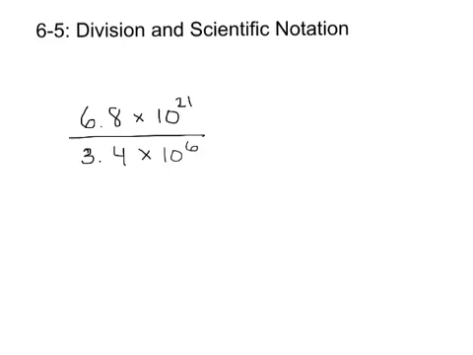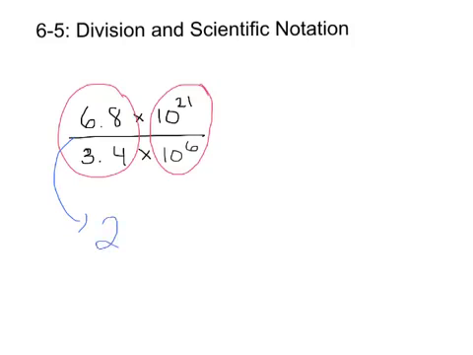What we're going to do with this problem is separate it, much like what we did with multiplication, and look at the 6.8 divided by 3.4, and the 10 to the 21st over 10 to the 6th power. I'm going to treat the 6.8 divided by 3.4 like normal division. 6.8 divided by 3.4 is going to be 2.